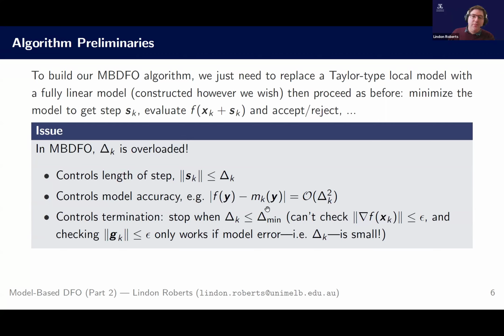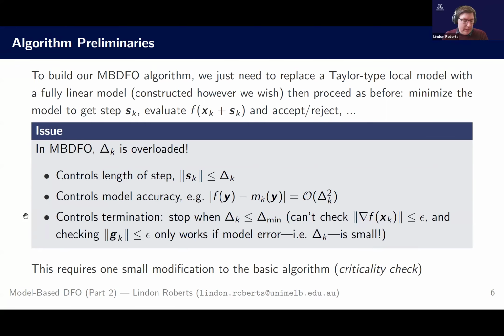So instead, what we do in practice, and I'll mention briefly why this is theoretically sensible, is we set a minimum trust region radius. And as soon as delta drops below that, we call that a termination condition based on model accuracy, based on the model being sufficiently accurate, but that's a successful run of the algorithm. So delta K has too much work to do compared to the derivative-based case.